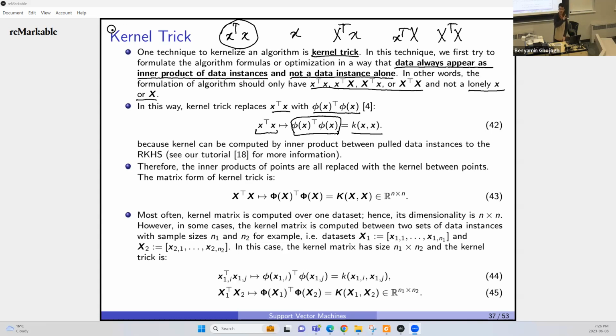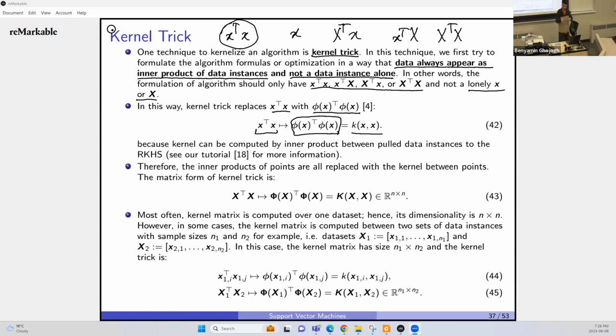We usually don't have the phi alone. Why? Because what does phi do? We have a bunch of data points in the input space. Phi of X transfers them to the feature space. What does the kernel trick say? I don't care about the points alone. I only care about their similarities.